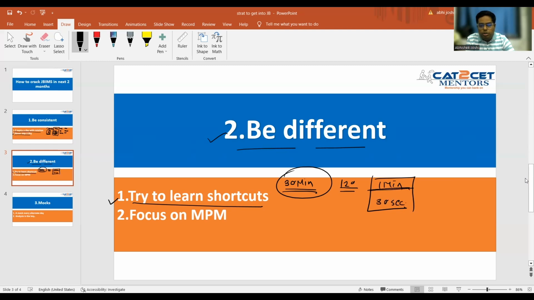There are a lot of shortcuts available. You definitely should check those shortcuts. Second thing is that you should focus on the MPM thing. Now, I already explained this thing.